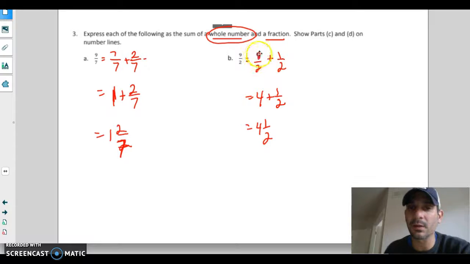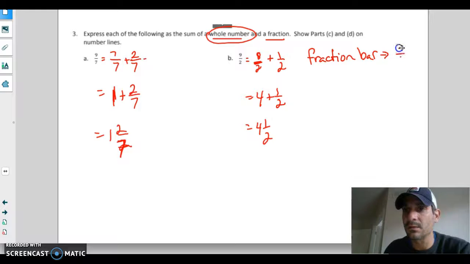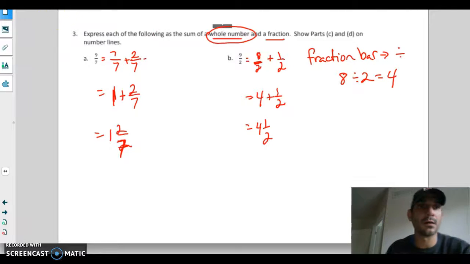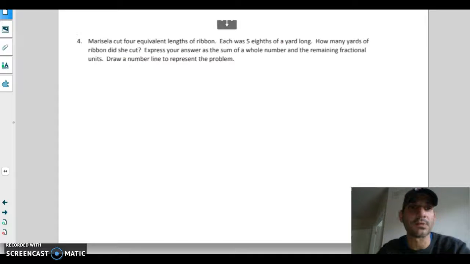All right, I know. Oh, let me review that for a quick second. So it says 9 over 2. So I need these two numbers to add up to 9. And I need one of them to be able to turn into a whole number. And when you divide 8 divided by 2, that equals 4. Okay, because the fraction bar is division. That's just like saying 8 divided by 2 equals 4. Okay, let's do this last one.